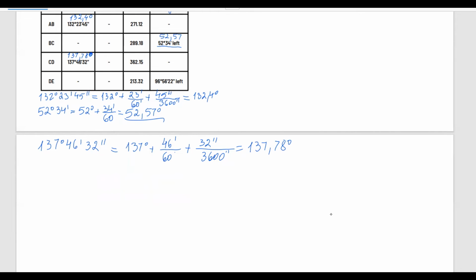We also have DE. Let's go ahead and do DE as well. 96 degrees, 56 minutes, 22 seconds. And this is a good exercise for you to do if you didn't know how to transform minutes and seconds into degrees. This is actually a good exercise for you to do. So again, this is 96 degrees.